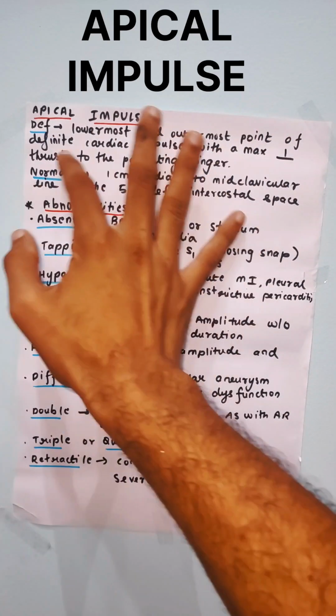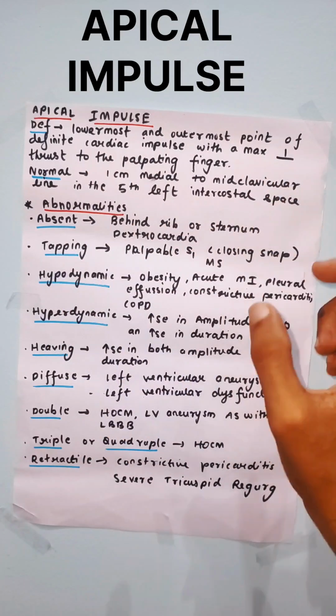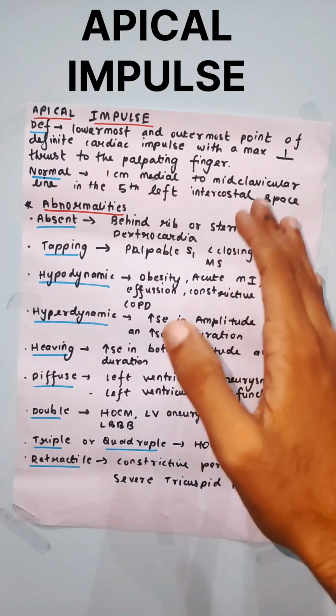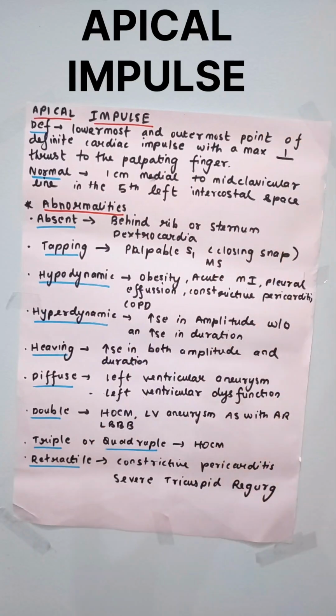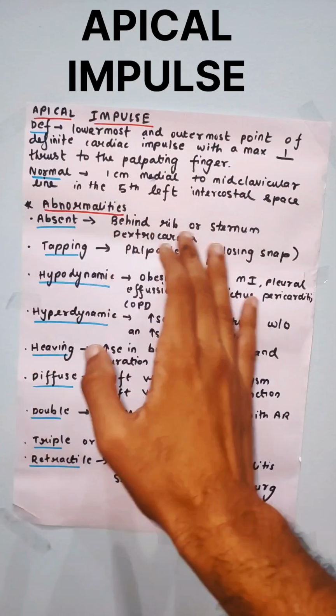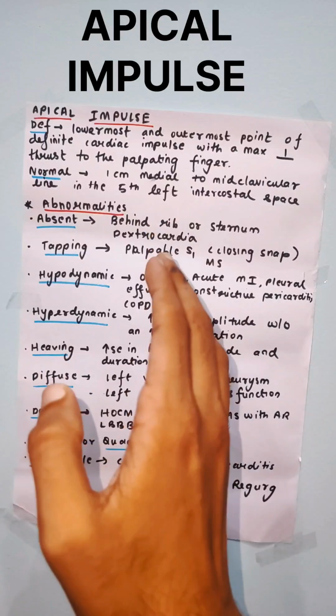Normally it lies 1 centimeter medial to the mid clavicular line or 10 centimeter lateral to the mid sternal line in the left fifth intercostal space. So this is the definition. Now I would be talking about abnormalities.